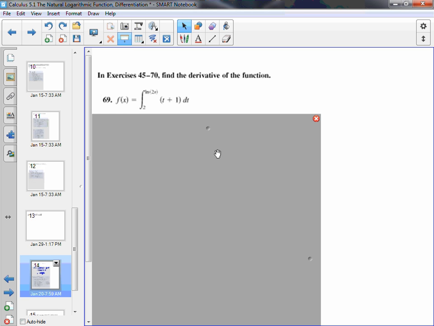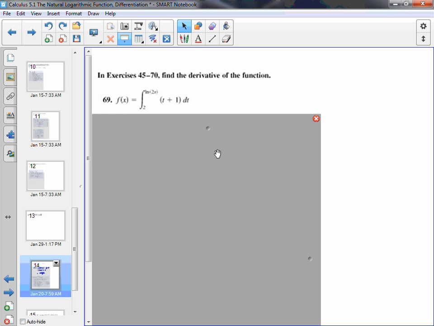So we've got f of x defined to equal the definite integral from 2 to the natural log of 2x of t plus 1 dt. So according to the second fundamental theorem of calculus, whenever you have a function defined as a definite integral, and the lower limit of integration is a constant, and the upper limit of integration is either x or an expression of x, we can find the derivative very easily. If it was just an x as our upper limit of integration, our derivative would be x plus 1, wouldn't it? Okay? But it's not.